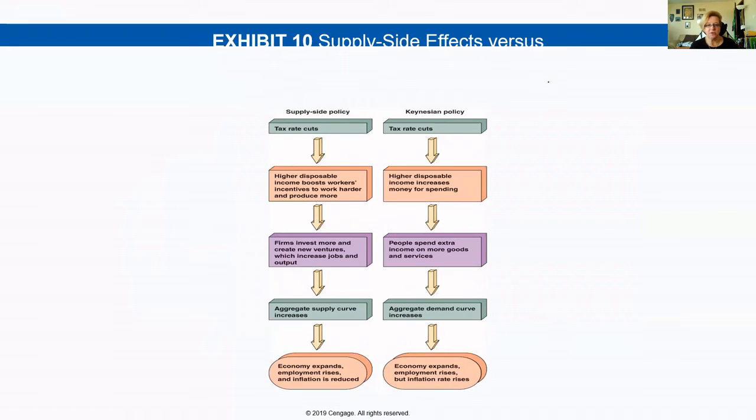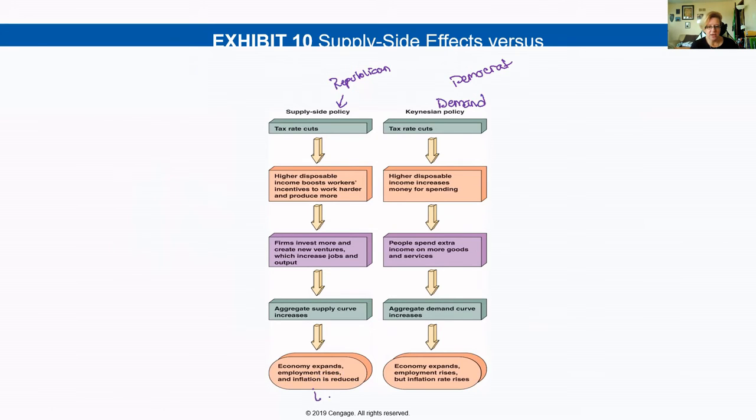I like this particular graph because here's supply side policy and here is demand side. And you might be thinking political. Yes, it is kind of, this is more Republican and this is more Democratic. Okay, so you can kind of see how it trickles into the economy. Notice that the end result is the same, except here employment rises and inflation is reduced.